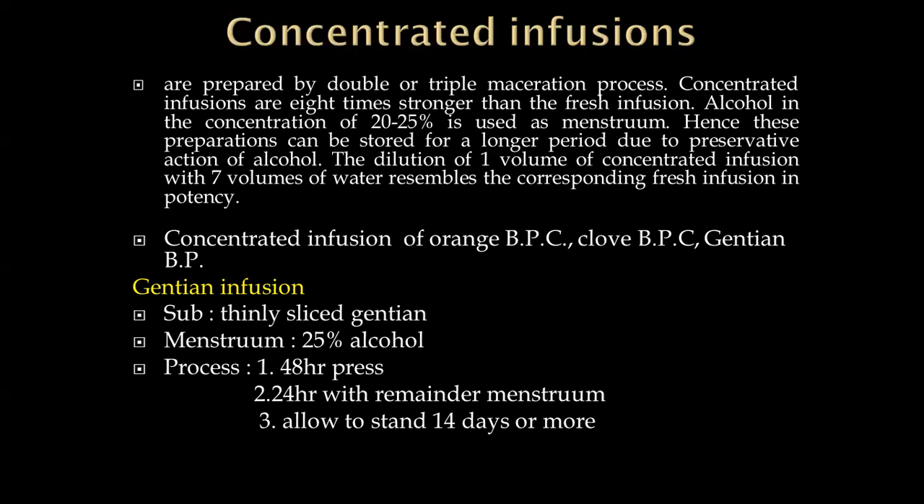We can't prepare the exact expected volume. So when you require 10 ml, we need to prepare a minimum of 15 ml. After using the 10 ml, that 5 ml is wasted. In an emergency condition, preparing a fresh infusion is very difficult. So that's why they prepared it in concentrated form, and whenever it is required in an emergency, or due to a long storage period, we can take only that much and dilute it. So there is no wastage when you prepare a fresh infusion from the concentrated infusion.